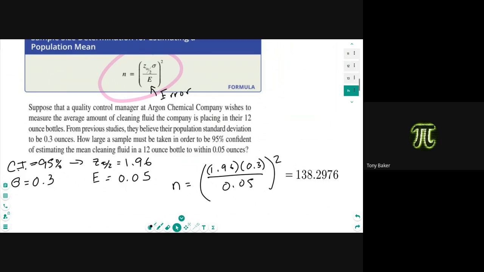Why wouldn't I just round down? Okay, very good. You always want to round up on this, because technically if you go down, it's not 0.05 anymore. You would want it to be bigger than that, not less than that. So you always want to round up in these situations, no matter what the number is. So my answer to this question would be 139 bottles.